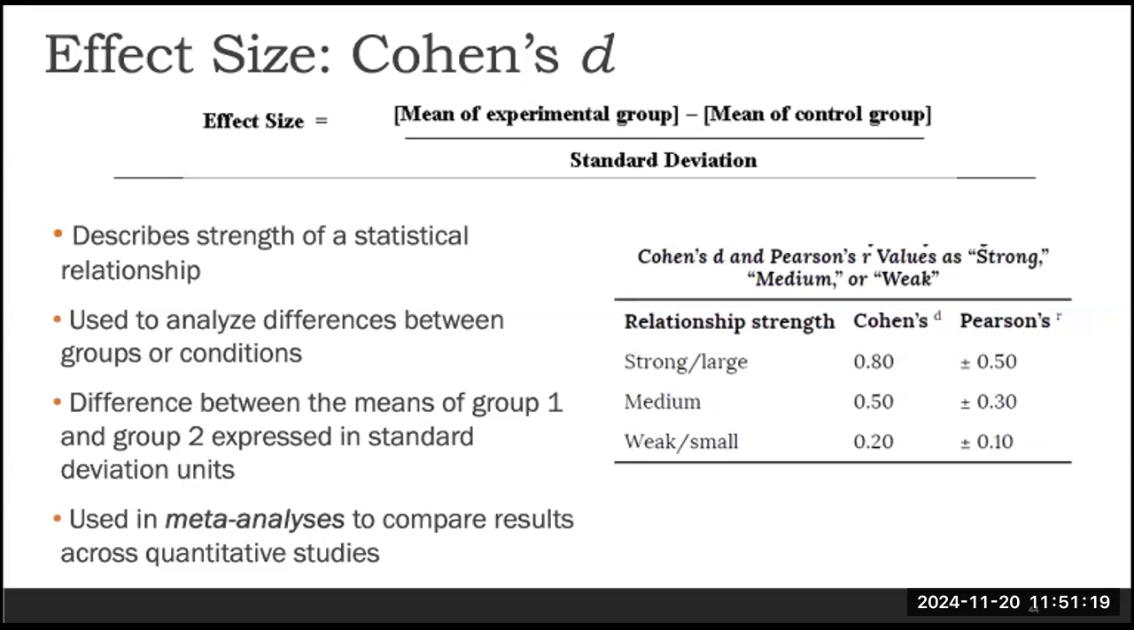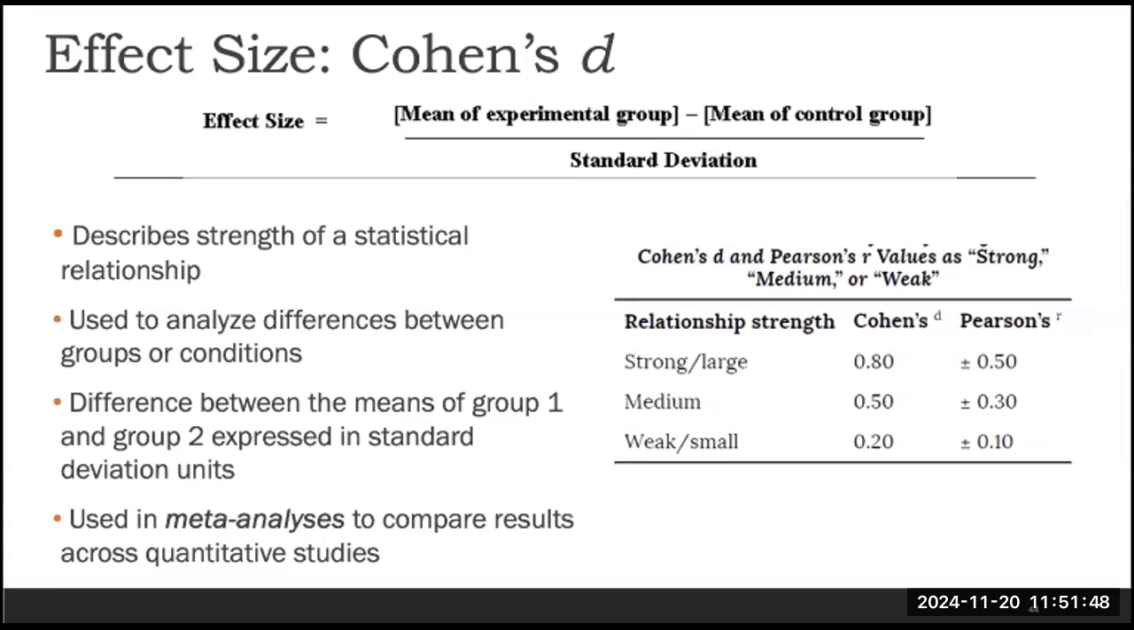A way that we might compare effect size and Pearson's r, which is correlation: for an effect size of 0.8, you would be looking at a Pearson's r correlation of 0.5 or higher. For a medium effect size, you're probably going to see a Pearson's correlation of around 0.3. And for a weak effect size, you're going to see a Pearson's correlation of 0.1 or lower.